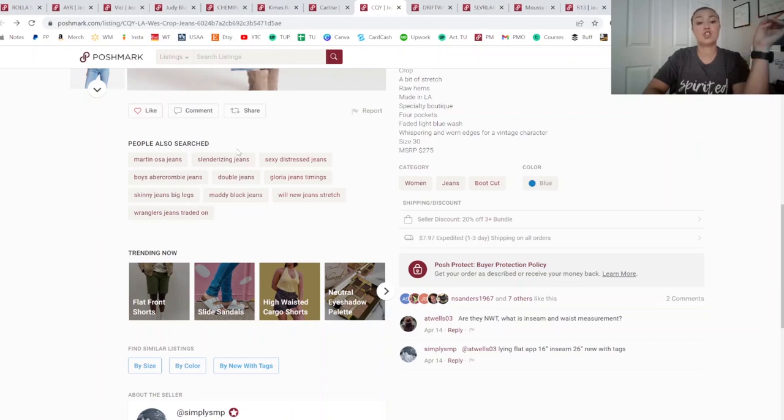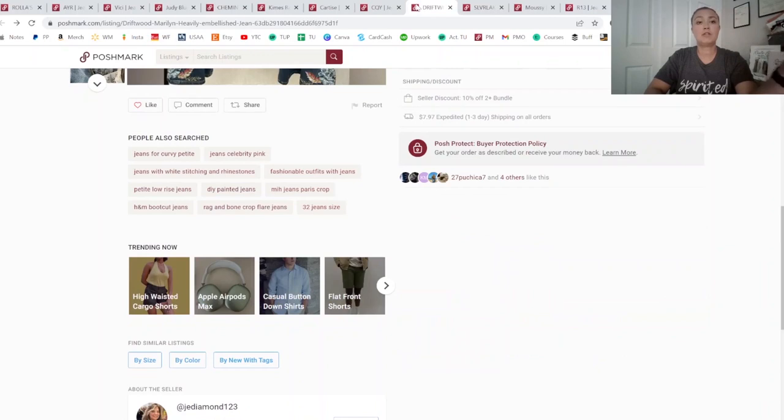Sexy distressed jeans. Sexy is not something I usually put in a jeans listing, but that is good. Gloria jeans, timings, double jeans. I don't know what that is. Boys Abercrombie jeans, skinny jeans, big legs. Interesting. Maddie black jeans, will new jeans, stretch, Wranglers jeans traded on. So again, these are all jeans because I had just done a jeans bolo video. If you're not into jeans, you can do this with something else, but you never know what these keywords might apply for. But imagine if we did this, maybe I'll do this.